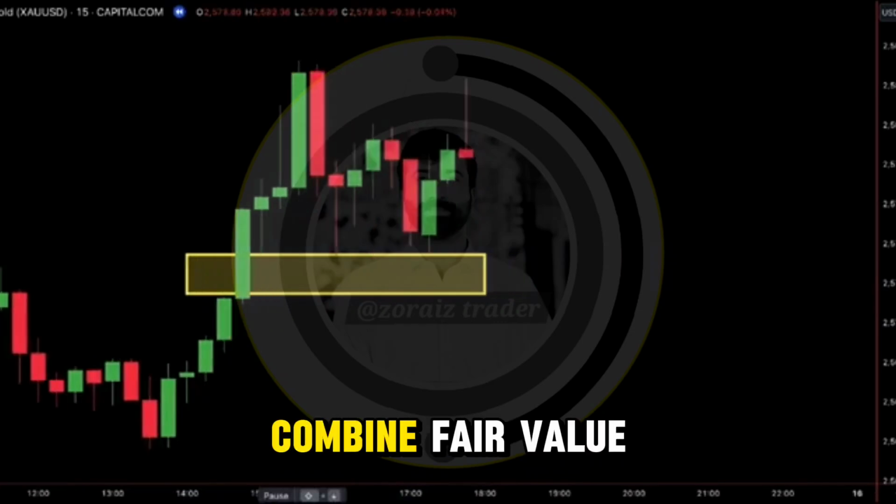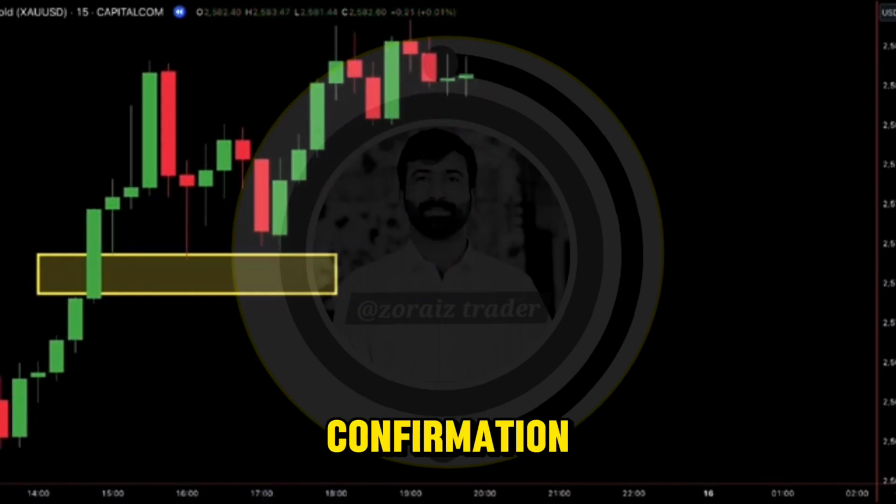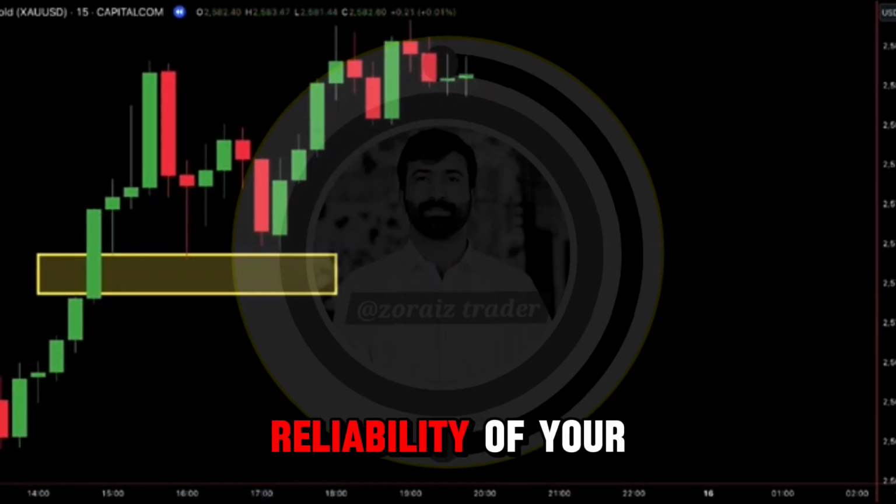For higher accuracy, combine fair value gaps with trend confirmation or market structure analysis to increase the reliability of your trades.